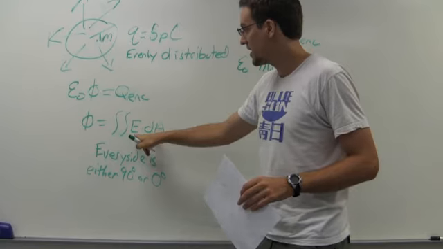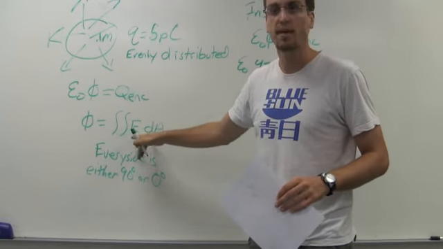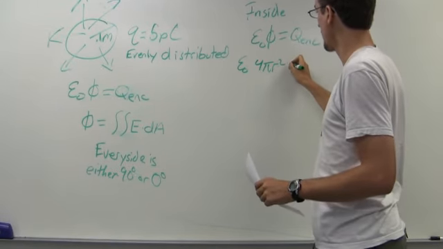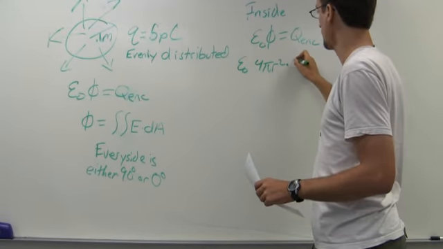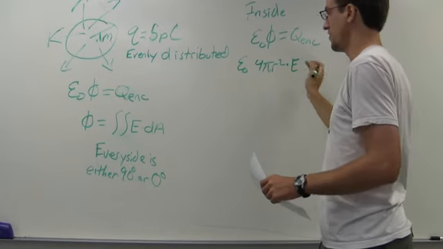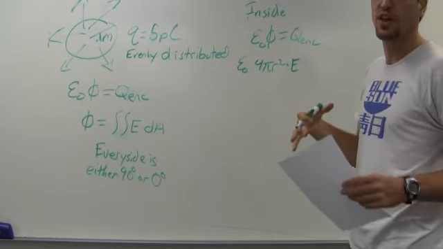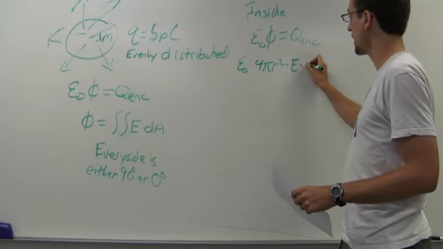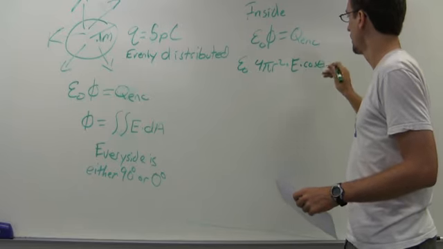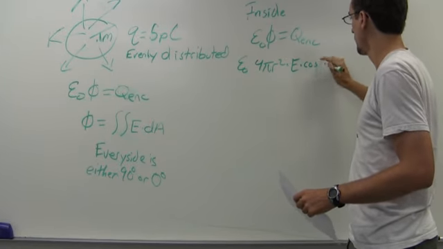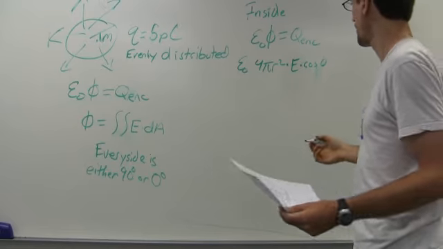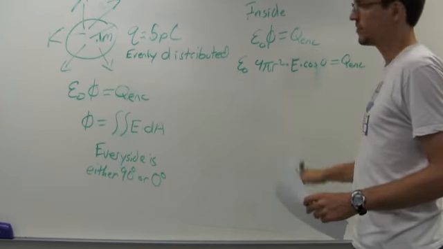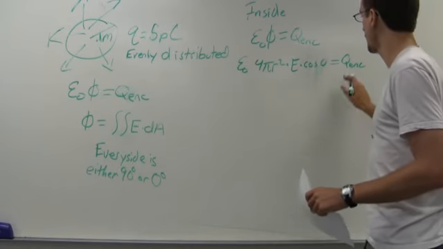Because we've made it a shell, the electric field is the same everywhere, so it's just times E. Nothing funky there. We can get rid of the integral, because we basically integrated by multiplying by the area. And then, because of the dot product, it's times cosine of 0 degrees, which is perfect, what we wanted. And that's equal to Q enclosed. Okay? Fantastic. Now we need to figure out what Q enclosed is.